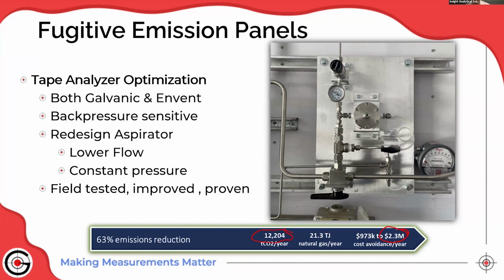And so they came to us and asked us to redesign how that whole thing was done to really minimize how much methane was going to go out. And so we basically designed a far more efficient aspirator and a back pressure regulator that keeps the exit of the analyzer at constant pressure, but dramatically reduces the amount of methane emissions from the use of these analyzers.